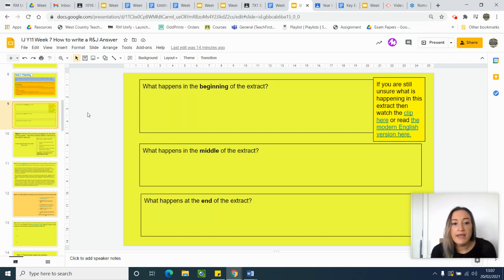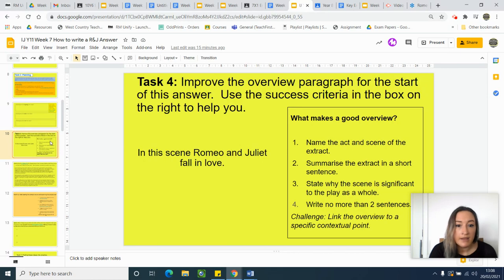Now, it's not okay at this stage to say, I don't know. I've just told you in this video. All right. So if you're not sure, go back, watch the video again. Find a website that explains Act 1, Scene 5. There's loads of them out there. Go back and watch the video from earlier in the lesson. There are loads of things you can do to help yourself, all right?